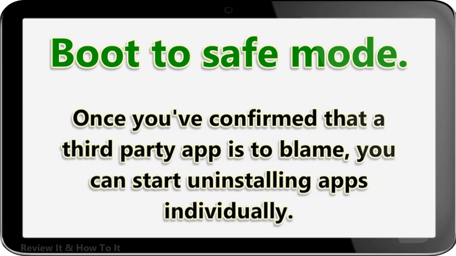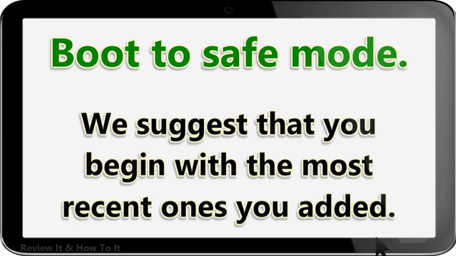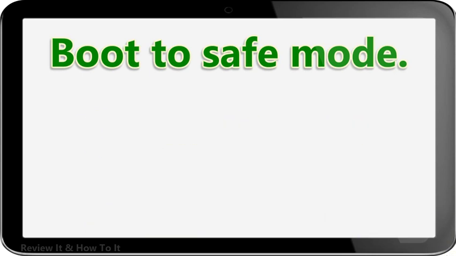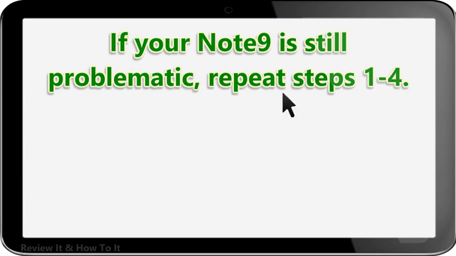Once you've confirmed that a third-party app is to blame, you can start uninstalling apps individually. We suggest that you begin with the most recent ones you added. After you uninstall an app, restart the phone to normal mode and check for the problem. If your Note 9 is still problematic, repeat steps 1 to 4.